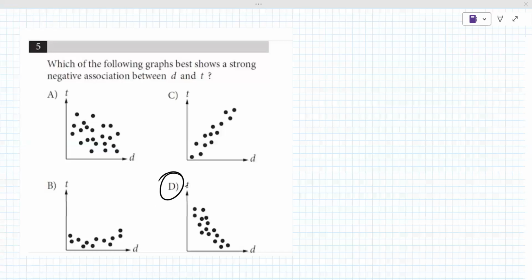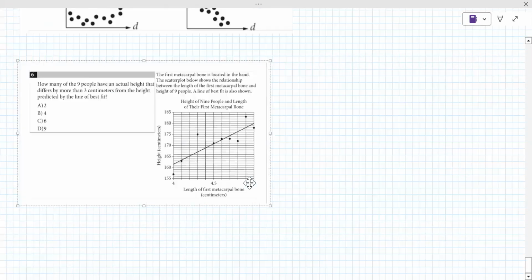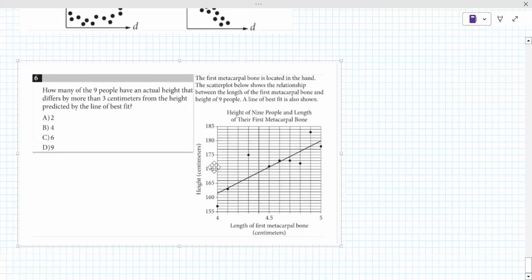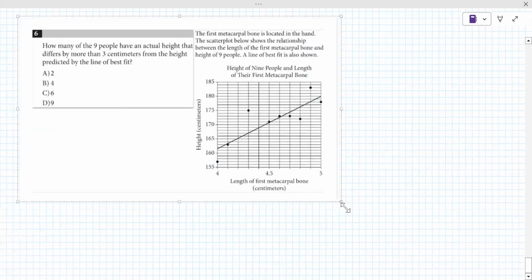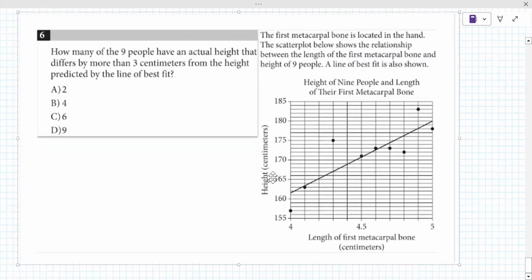My bad, I was muted. It's okay. I've been there. No, yeah, D. All right. So here we go. How many of the 9 people? Yeah, that's correct. All right. So here's another one here. Take a look at this. It might take a little longer because there are more words, but it's definitely doable. Okay.